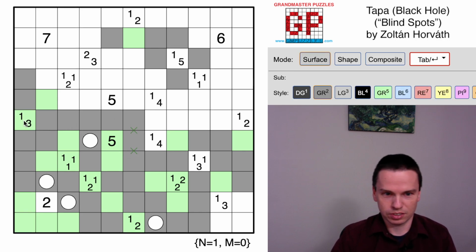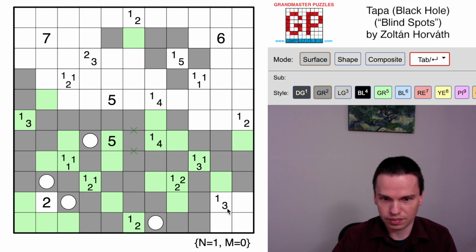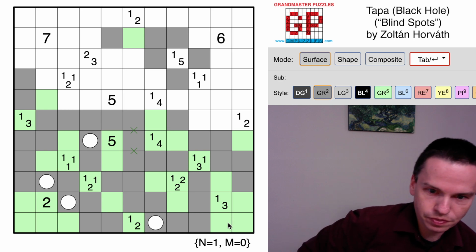Put this in to shade through in the space. We have to mark this off and this in for the 1-4 to work out. And with all these black holes in the bottom row, we actually now know for sure that these are all off.